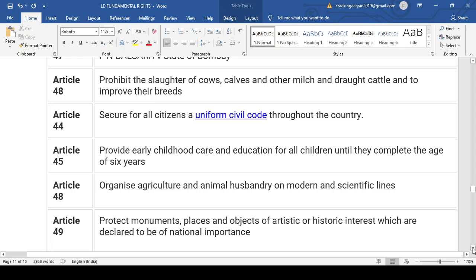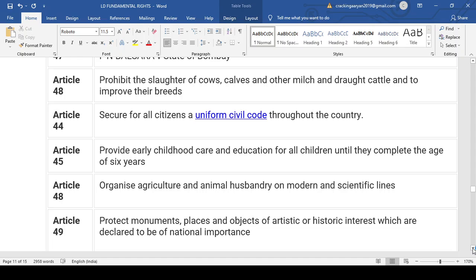Organization of animal husbandry and agriculture. The state shall endeavor to organize agriculture and animal husbandry on modern and scientific lines and shall in particular take steps for preserving and improving the breeds and prohibiting the slaughter of cows and calves and other milch and draught cattle. The recent article of today, just before the beginning of the session here in the Google Meet on the group, I have sent today's important article.